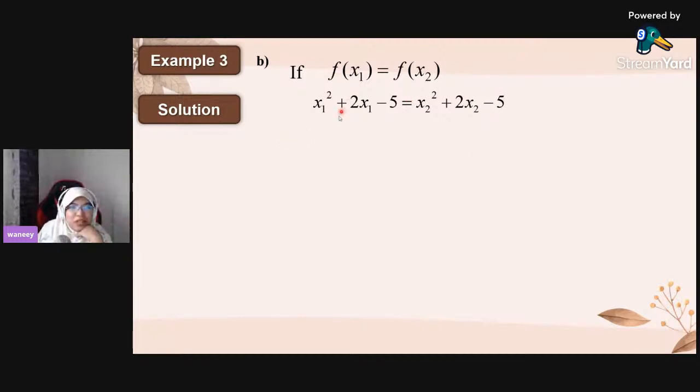Okay, so x1 on the left, we have x1 squared plus 2x1 minus 5 equal to x2 squared plus 2x2 minus 5. Okay, so of course you add 5 on both sides. So dua-dua kita buat tambah 5. So we are going to get x1 squared plus 2x1 equal to x2 squared plus 2x2.